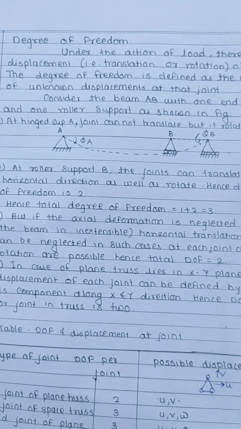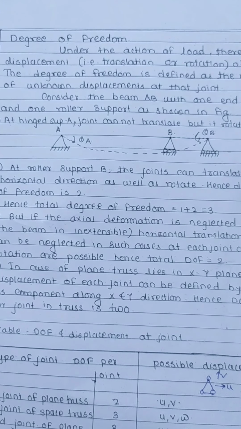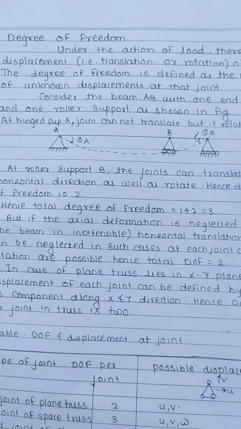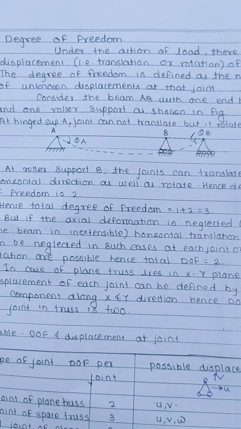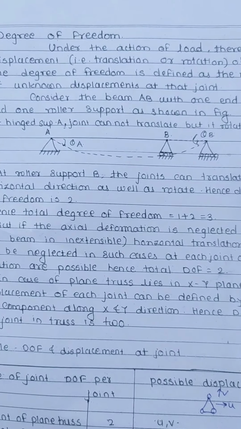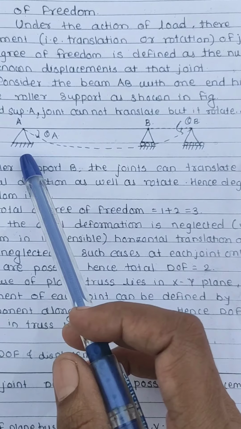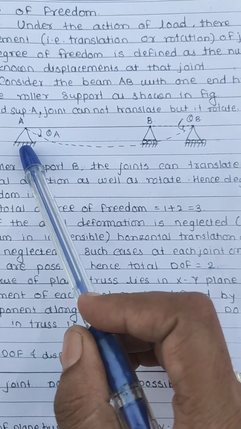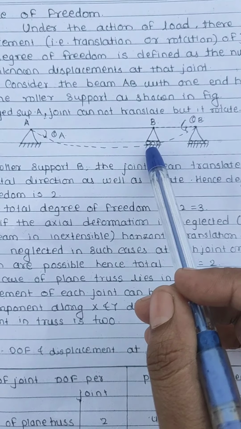Already we have discussed the number of releases for each support, that is for roller support, hinge support and fixed support. That release is nothing but the degree of freedom. For example, see here, a beam having A and B supports. At A support it is hinge and B support is roller.